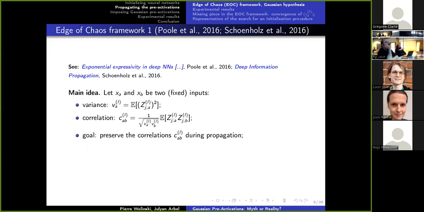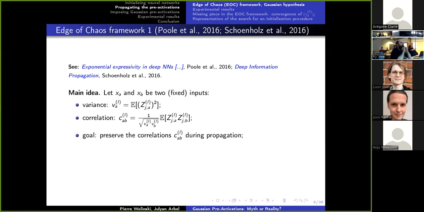Why? Because when we are taking two inputs, XA and XB, what we want is to preserve the geometry of the input space, for instance. I will explain why later. But when we want to keep intact the geometry of the input space, then if XA and XB are very close to each other, we want the successive preactivations to be very close. And if they are very far from each other, then we want the correlations to remain very far. So in summary, we may want to keep the correlations constant.